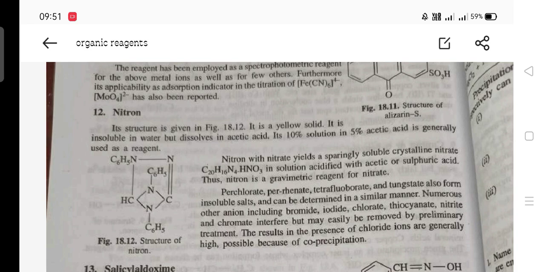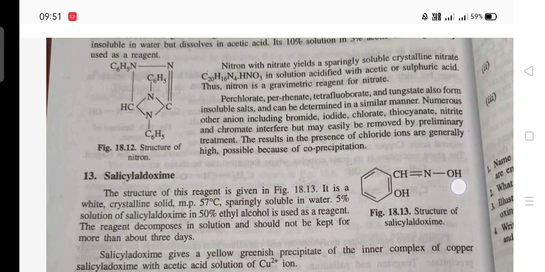Thus, nitron is a gravimetric reagent for nitrate. Perchlorate, perrhenate, tetrafluoroborate, and tungstate also form insoluble salts and can be determined in a simple manner. Numerous other anions including bromide, iodide, chlorate, thiocyanate, nitrite, and chromate interfere but may easily be removed by preliminary treatment. The results in the presence of chloride ion are generally high, possibly because of co-precipitation.